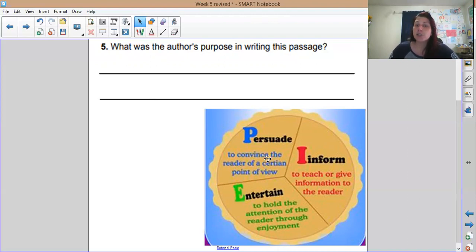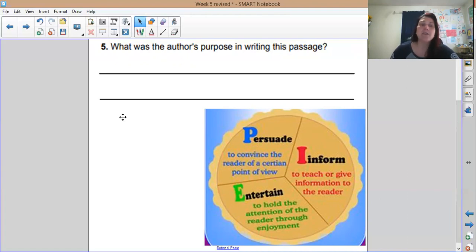Were they trying to persuade you to see their point of view about grizzly bears? Yes or no? Were they informing you or giving you information about the grizzly bears? Or were they entertaining you with a story like Goldilocks and the Three Bears?